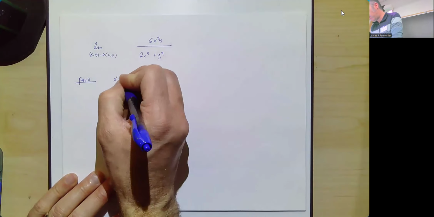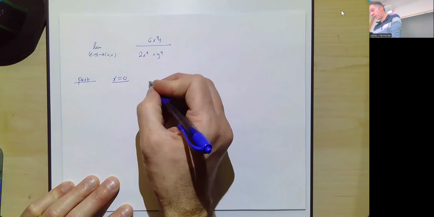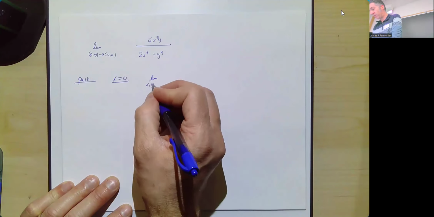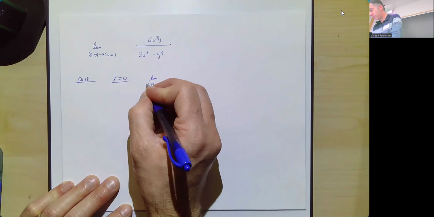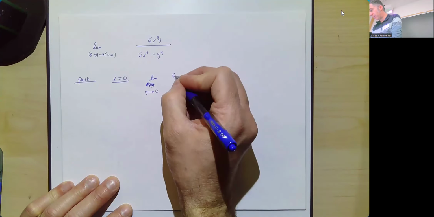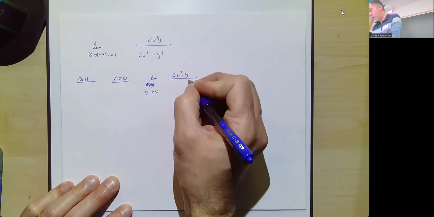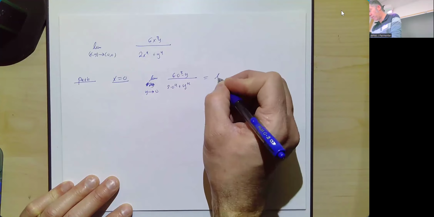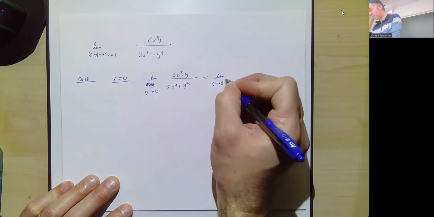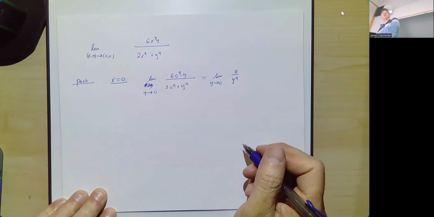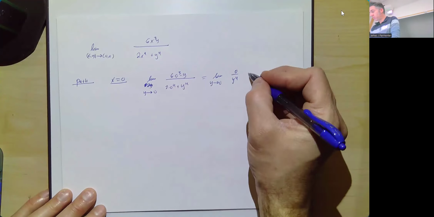So x equals 0, we're going to get the limit as y approaches 0 of 6 times 0 cubed times y over 2 times 0 to the fourth plus y to the fourth, which is just the limit as y approaches 0 of 0 over y to the fourth. 0 over y to the fourth is 0, and the limit of 0 is 0.